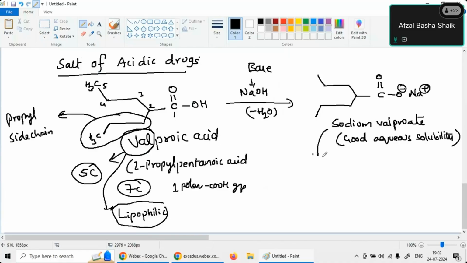So what is the use of sodium valproate or valproic acid? It is used as a broad spectrum anti-epileptic agent. What is the meaning of broad spectrum? So why epilepsy? What happens in epilepsy?